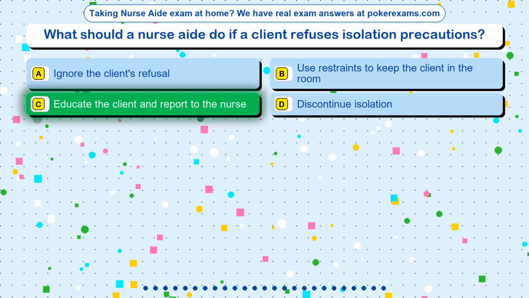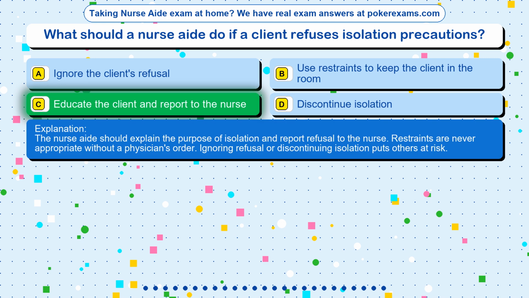The correct answer is option C, educate the client and report to the nurse. The nurse aide should explain the purpose of isolation and report refusal to the nurse. Restraints are never appropriate without a physician's order. Ignoring refusal or discontinuing isolation puts others at risk.